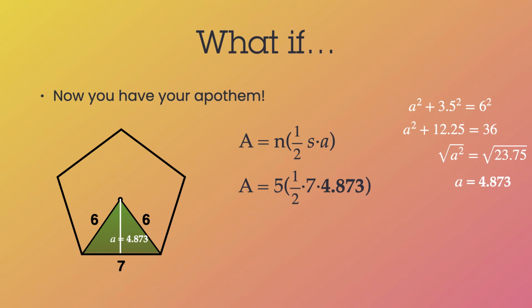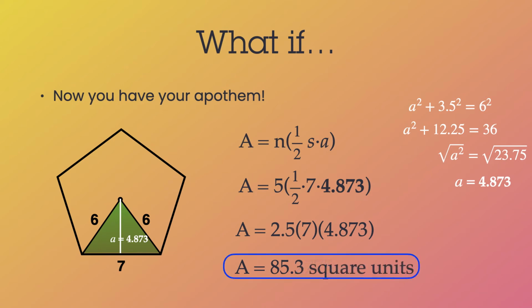As we work through this, I find it easiest to go ahead and multiply out that 1/2 first. So 5 times 1/2 is 2.5, and then we still have our 7 and our 4.873. Multiply all 3 of those together, we get 85.2775. Once we're ready, then we will round to the nearest tenth, and we have 85.3 square units.